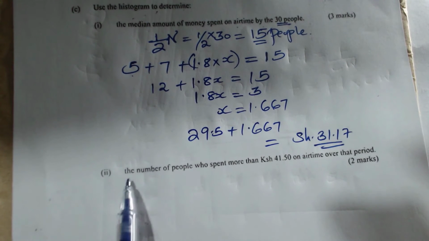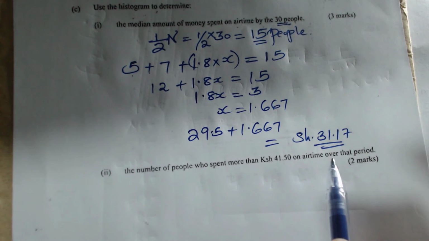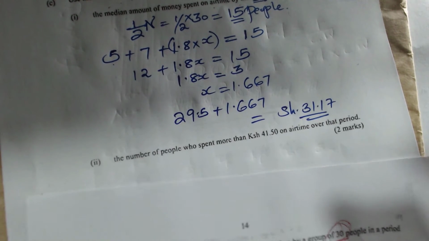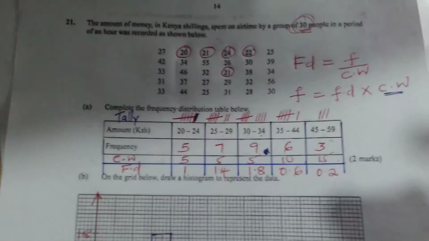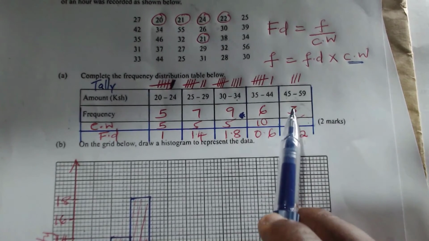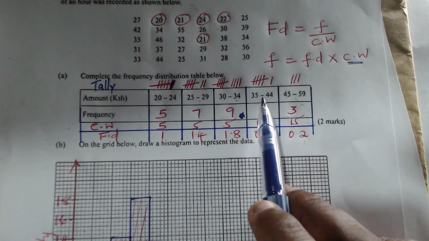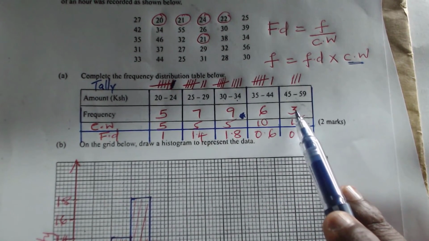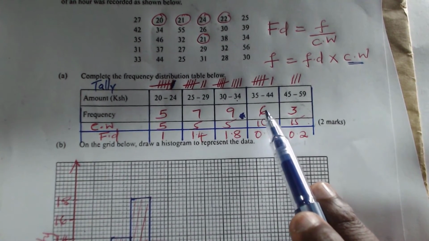The last question, 2. The number of people who spent more than 41 shillings and 50 cents on airtime over that period. To get the number of people who spent more than 41.5, we are going to get it from here. 41 and 50 cents begins from this class. So we begin from the upper end, that is there are 3 people, and then we have others here that we don't know.